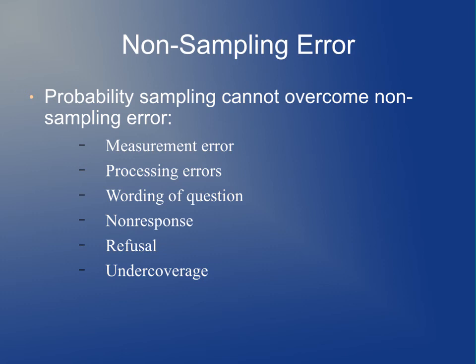That is, if you measure the data incorrectly, if you enter it into the computer incorrectly, if the way you phrased your question was confusing or misleading, if people don't answer your question, don't answer your survey, or leave part of the questionnaire blank. All of these things can result in non-sampling error that probability sampling won't correct.